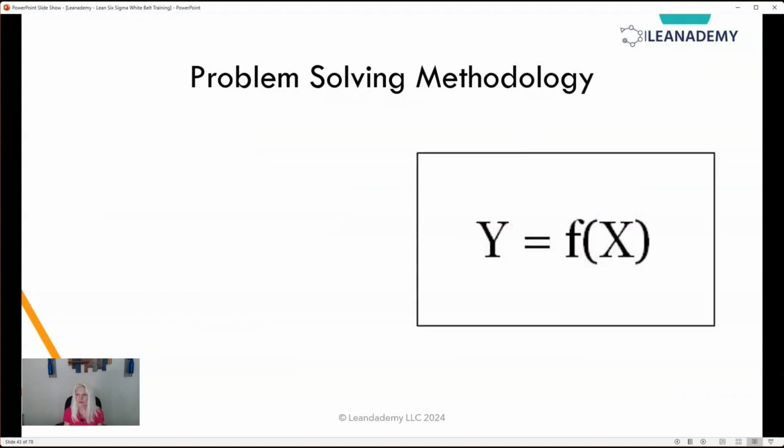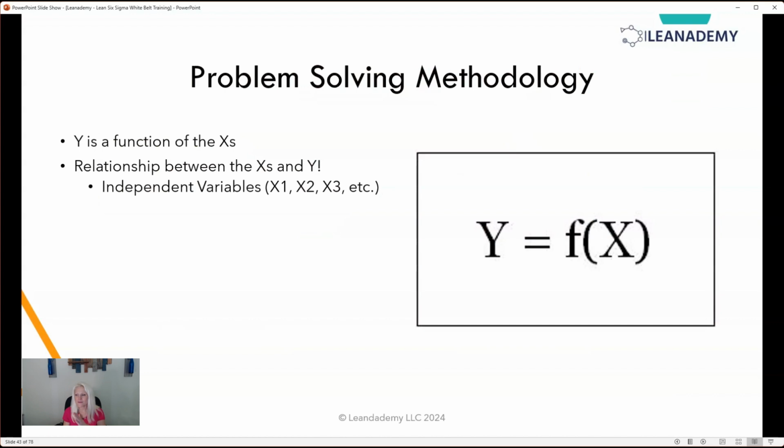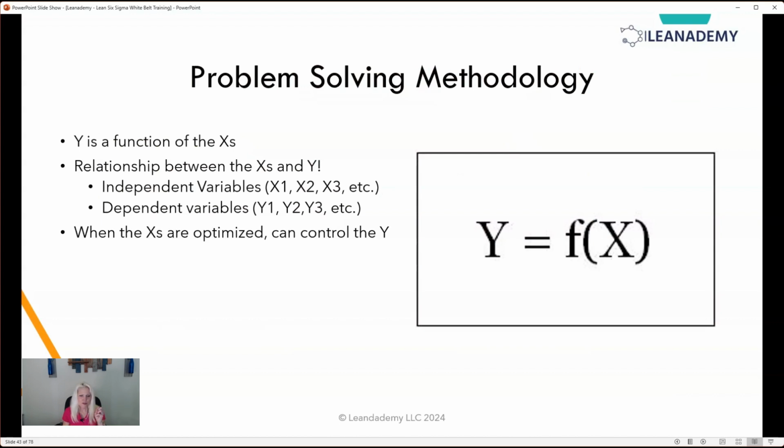So one of the things that's great about Six Sigma is it helps us with problem solving. So when I was talking about Y is a function of the X's, right? It's a relationship between the X's and the Y's. The inputs are the X's, the Y's are the output. So the independent variables, those inputs into the process, and then we have our dependent variables, which are the Y's, the output of the variables. So what all this is trying to say is that when the X's are optimized, right? So when we say process optimized, we're really talking about the inputs as well. If the X's are optimized, we can control that Y.